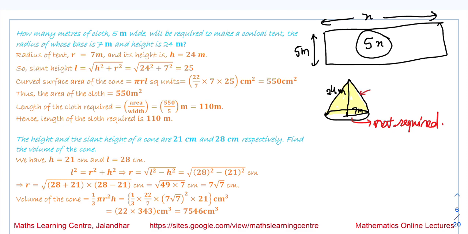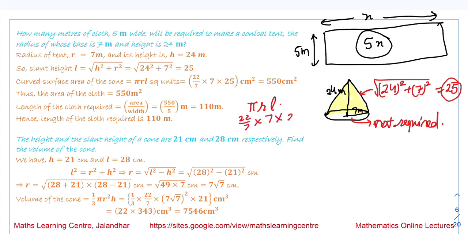For lateral surface area we need the slant height, because the formula is pi r l. So the slant height will be square root of 24 square plus 7 square, and the answer will be 25. So the curved surface area we will get is 22 by 7 into 7 into 25, and the answer is 550 centimeter square.